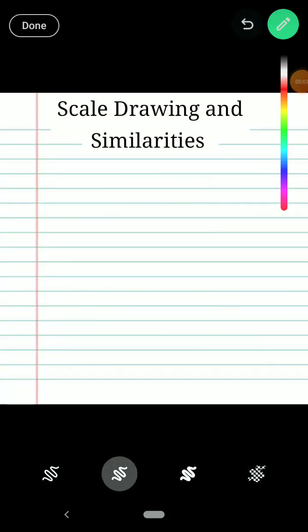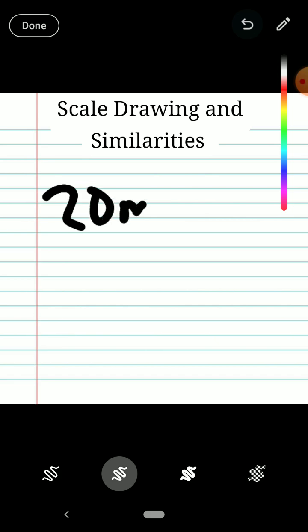Interesting topic called scale drawing and similarities. Okay, we're going to start with scale drawing. Scale drawing is based on a simple premise: imagine you have bought a plot in Lusaka West. Of course, if you're in Lusaka, you should know Lusaka, but wherever, the plot is 20 meters by 40 meters.